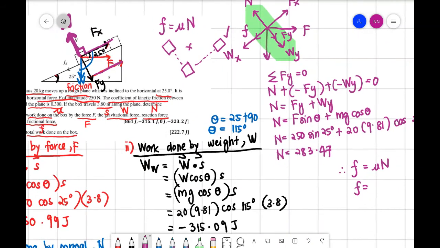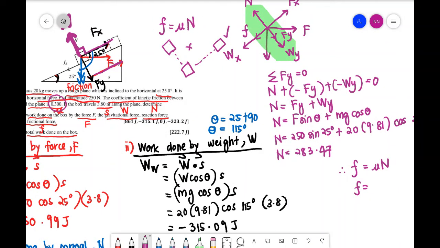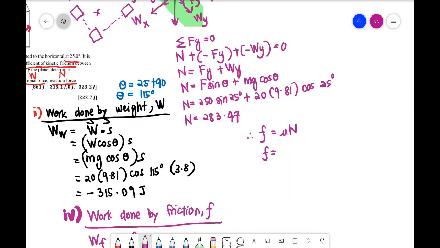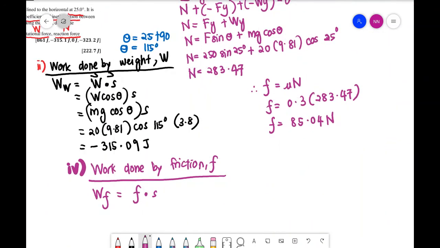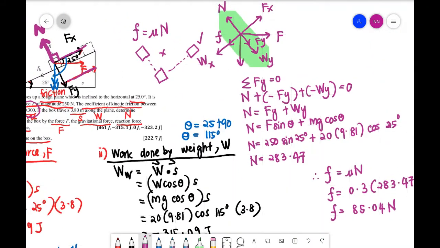Mu is 0.3. Substitute mu 0.3 times the normal force that we calculated just now, 283.47. So frictional force equals 85.04 Newton. Okay, so we can substitute here. Friction dot S, we already calculated the frictional force F.